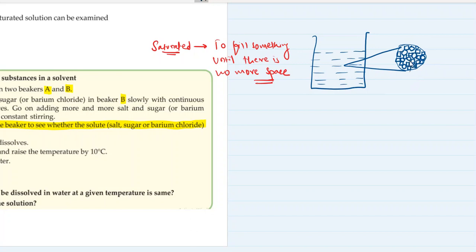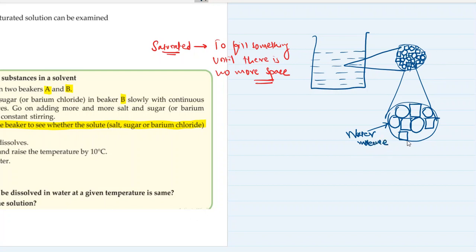Now if you see this closely, you can see that there are circular particles and there are square particles. Circular, square, circular, square. What do you mean by circular particle? This is a water molecule. Just imagine. And what is this square particle? This is the solute. It could be a particle of sugar or salt.